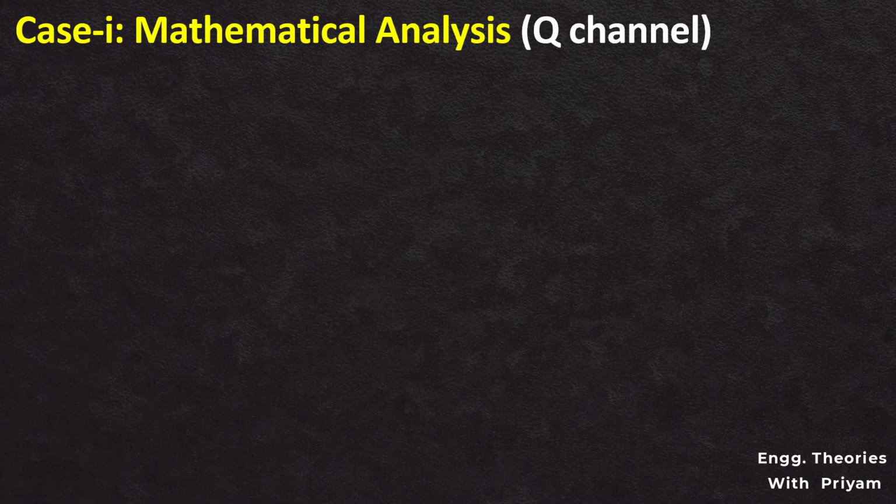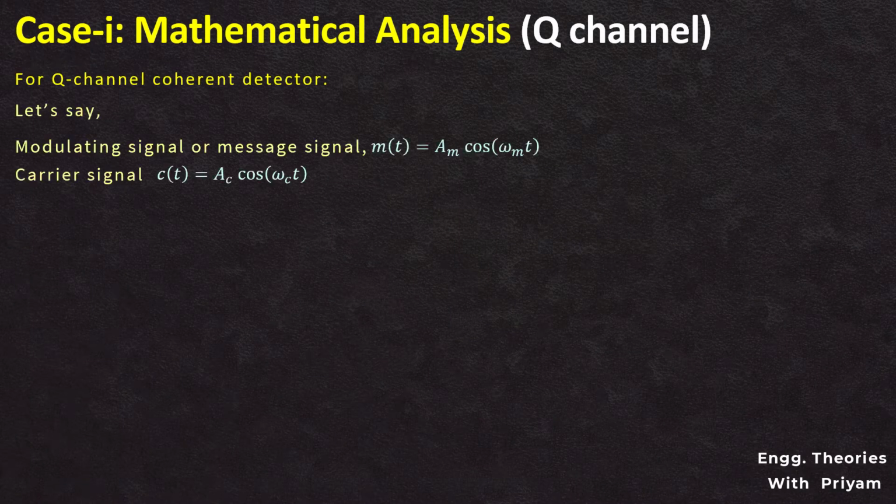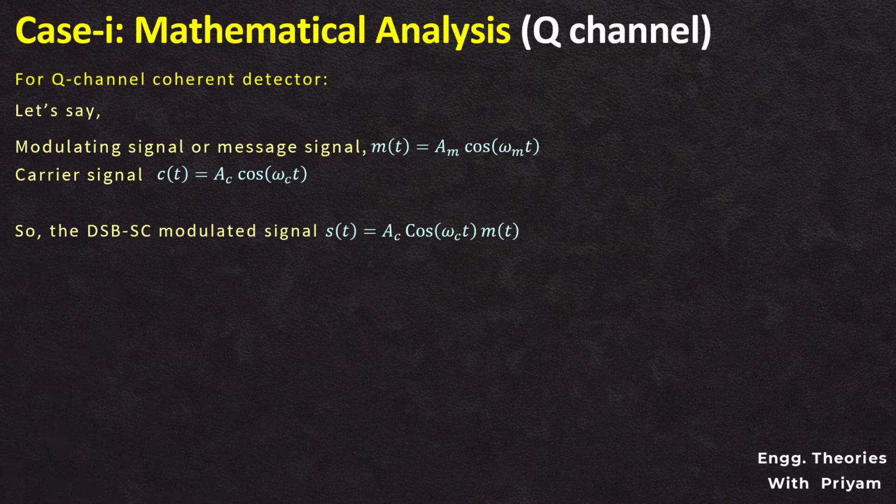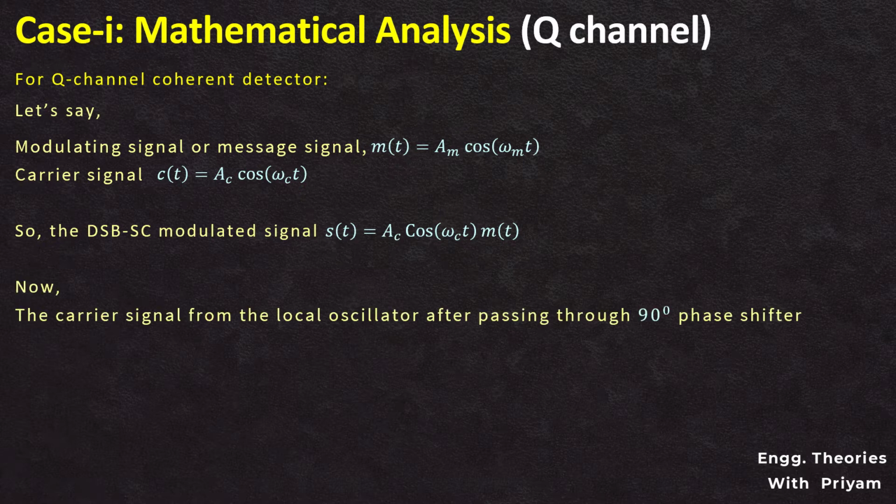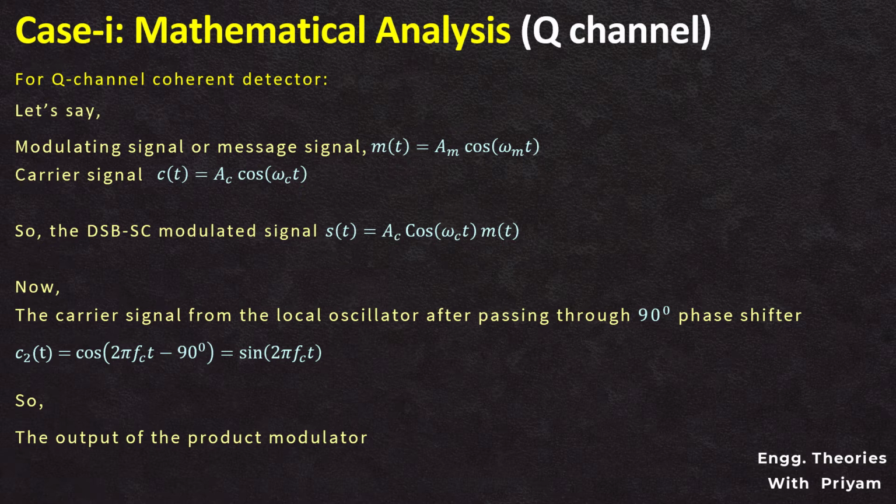For the Q channel coherent detector, the equation of the DSB-SC signal given as the input to the lower product modulator is s(t) is equal to Ac cos omega_c t into m(t), and the carrier signal generated by the local oscillator after passing through the 90 degree phase shifter, c2(t), is equal to cos of 2 pi f_c t minus 90 degree, which can be written as sin 2 pi f_c t. The output of the phase shifter is applied as a carrier input to the lower product modulator, and the output of this modulator is 0 due to the quadrature null effect.